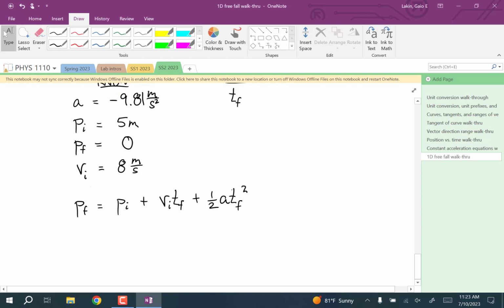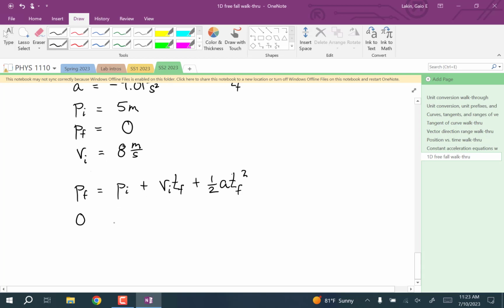But if we fill this out, we get P final is 0. Whenever I use the quadratic formula, I'm going to leave the units out of it. We'll just trust the units when we use the quadratic formula. It gets too complicated. But we have 0 is equal to 5 meters plus 8 times time final plus 1/2 times negative 9.81. So I'm going to just write this as negative 4.905 time final squared. So I just combined the 1/2 and the negative 9.81.